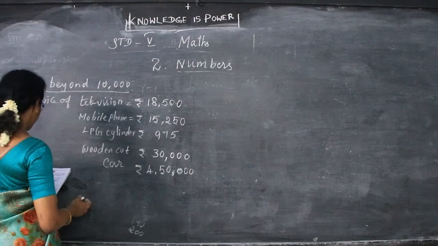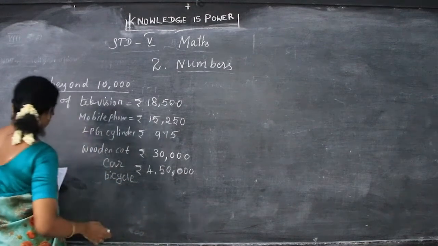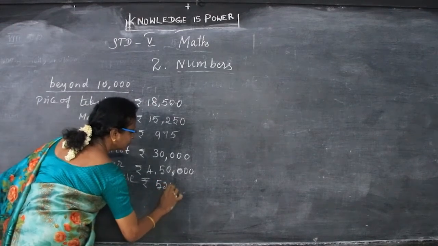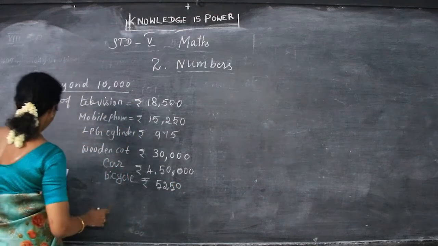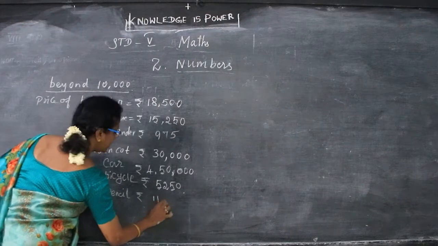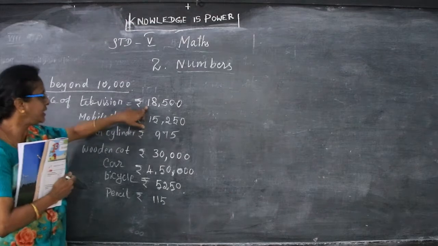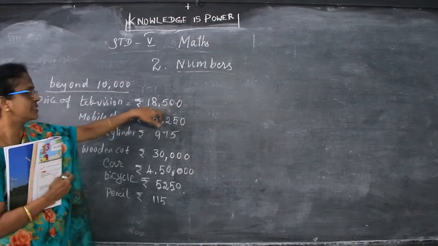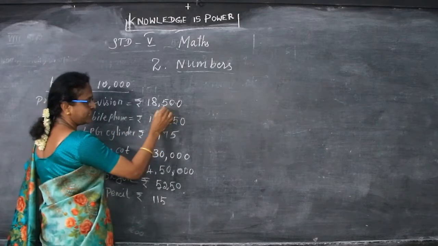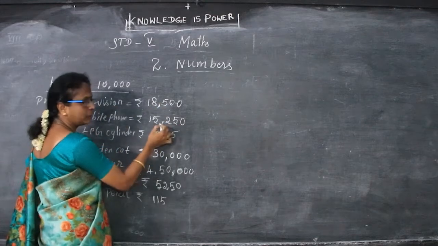$4,50,000. And the price of a bicycle is rupees 5,250. And the price of a pencil is rupees 115. So they have given the prices. The price of a television is 18,500, ones, tens, hundreds. When you are putting the commas, how to put the commas? Put a comma after the last 3 digits, and then after 2 digits. So 1, 2, 3, comma and then 1, 2. Like that you have to put the commas.